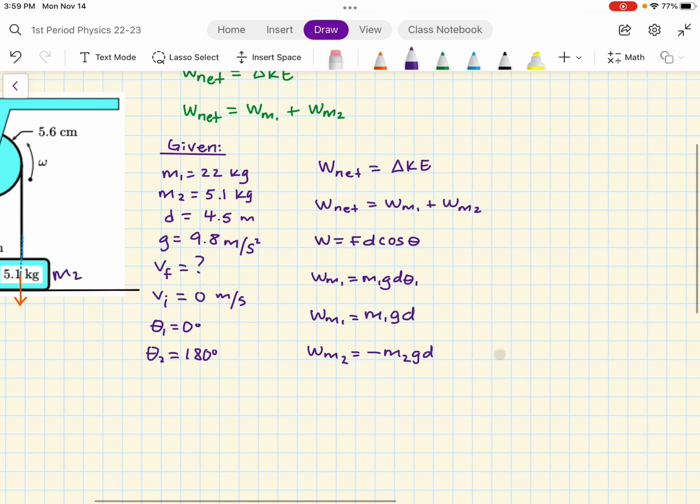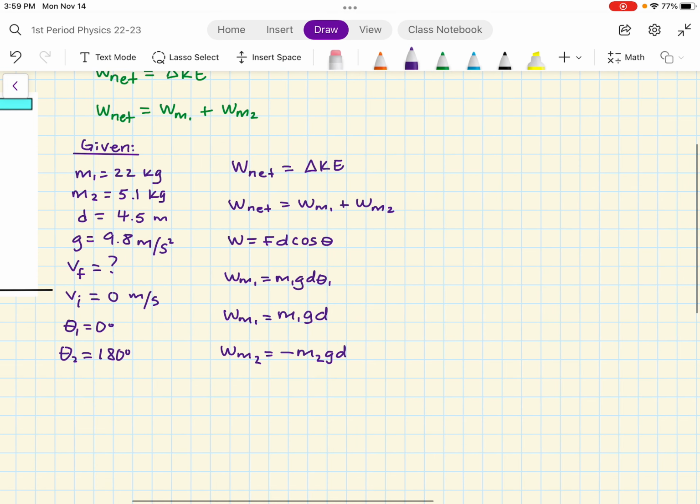Okay. So now we can find the net work done on the system. Net work done is equal to m1 g d. I know it says plus, but it'll be plus a negative, so I can just say minus m2 g d. I can factor out g d just to make it look better. So there you go.